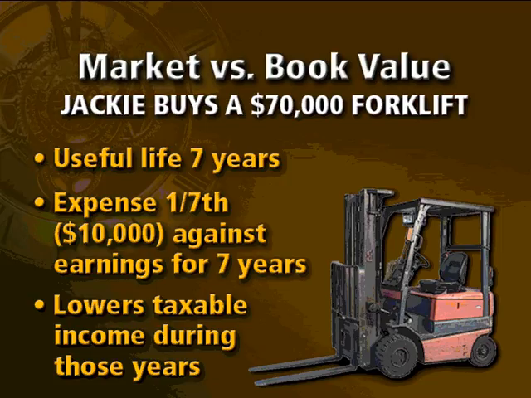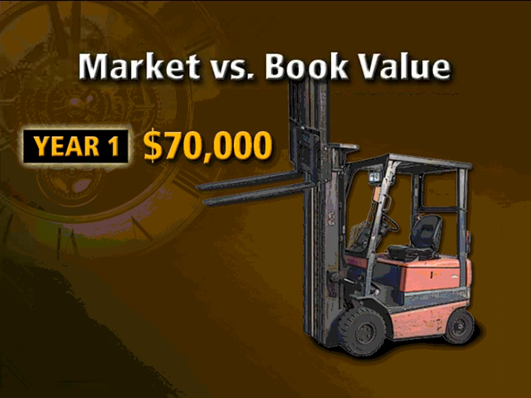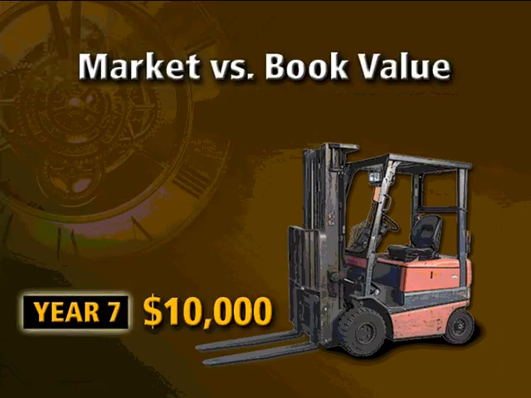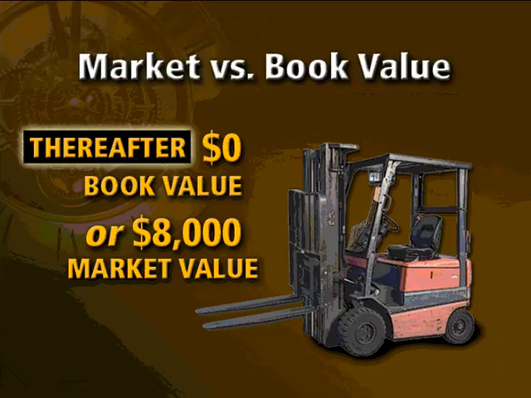For example, if Jackie wanted to purchase a forklift for her hardware store for $70,000, and she establishes that the forklift has an estimated useful life of 7 years, she is permitted to expense 1/7 of the cost of that forklift against earnings for each of the next 7 years. At the end of 7 years, the forklift still works and she still could sell it for something greater than zero. However, she has already expensed the full amount of the forklift. So she carries it on her books now at zero, and yet it still retains some value, possibly $8,000. That's one example as to why market value may differ from book value.